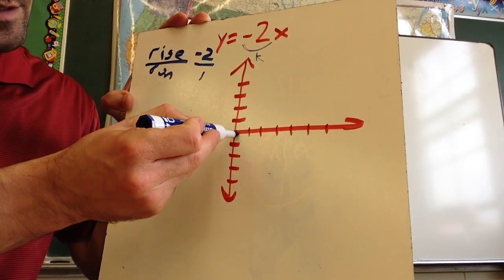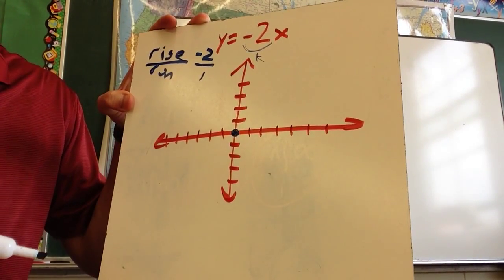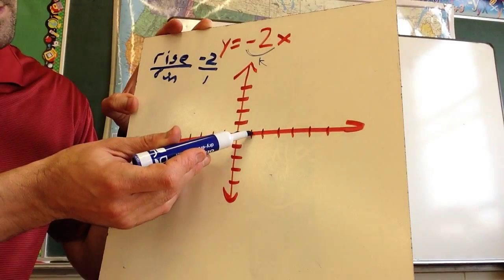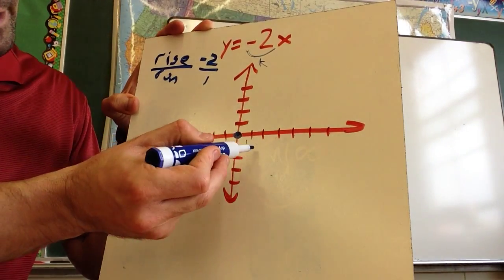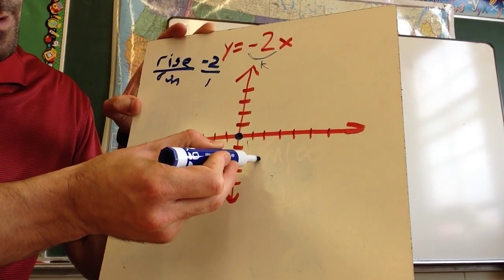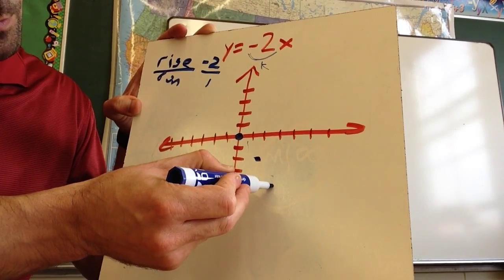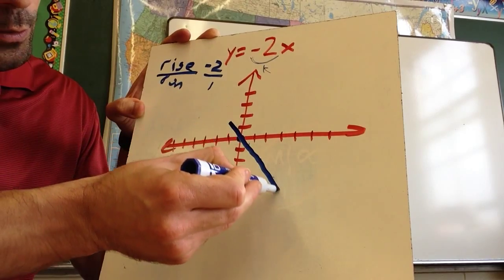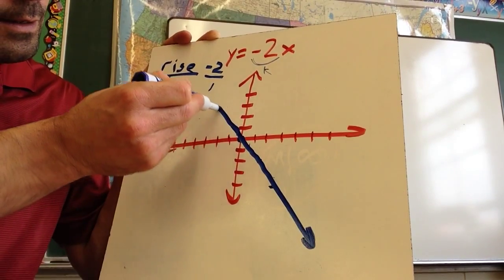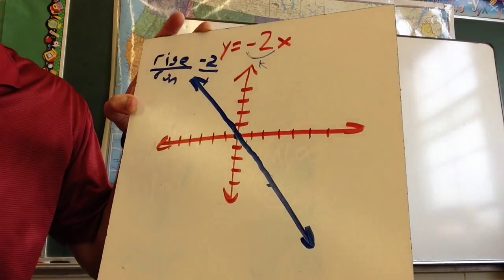So I'm going to start here at 0, 0, the origin. I'm going to run 1, and then rise negative 2. It's going to put me here. Then from this point, I'm going to run 1, rise negative 2, which puts me here, and so my line is going to look something like that.